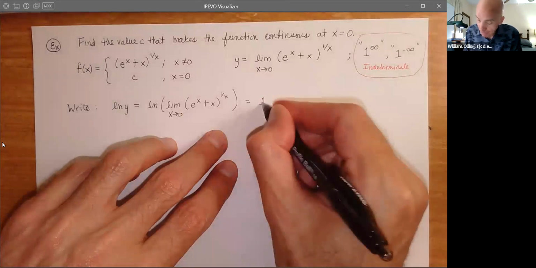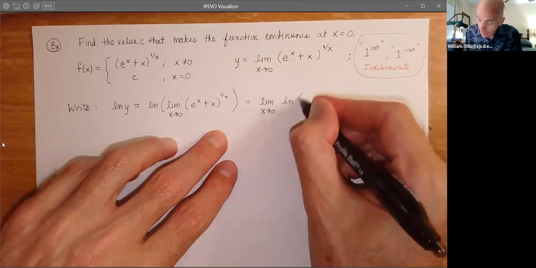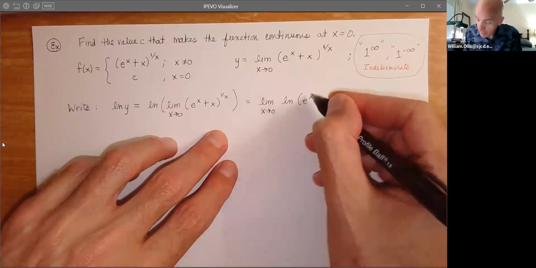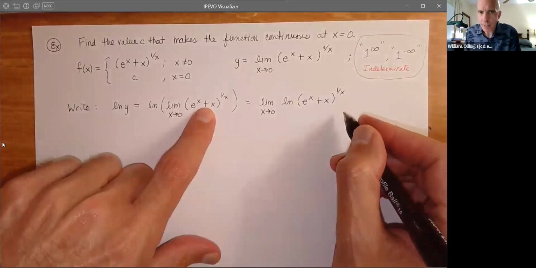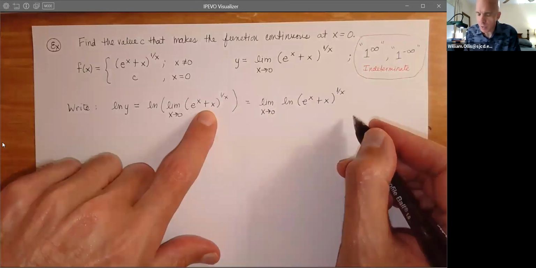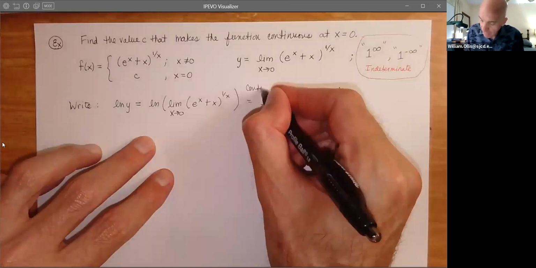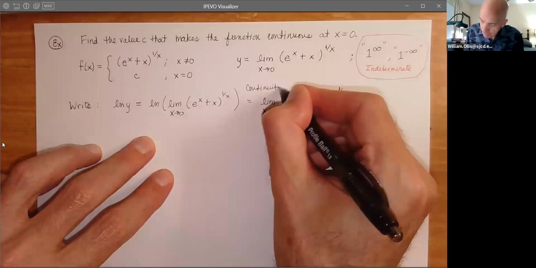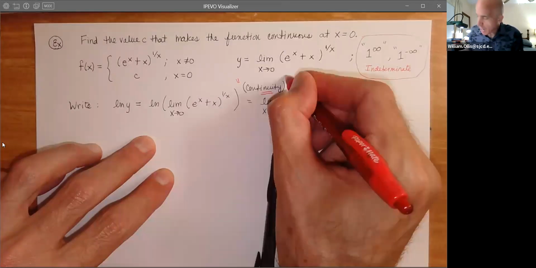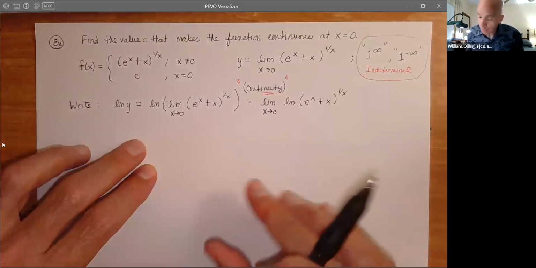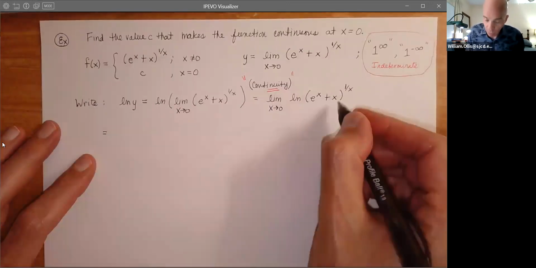So this will be the limit as x approaches 0 of the natural log of (e^x + x)^(1/x). This has no problem because these are nice positive quantities as x approaches 0. No issue there. We take logarithms of positive quantities. So this is basically continuity. Moving that limit in and out, that's the key. We learn all of this in Cal 1, even though at the time you probably didn't appreciate it. So now we're going to use the power rule. That brings the 1 over x down, which we can write in the denominator.